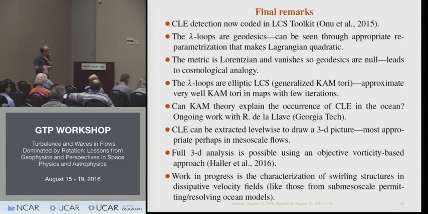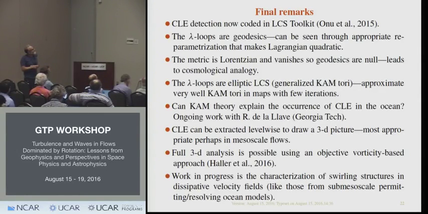Things that I haven't been able to go through, but these lambda loops are actually geodesics, and we can see that by an appropriate reparameterization of the curves that make the Lagrangian quadratic. The metric is actually a Lorentzian, it vanishes. So these are null geodesics, and this has enabled a cosmological analogy that got some people irritated and some other people very enthusiastic, to the extent of even postulating that these vortices may be explaining the Bermuda Triangle. We don't claim that, but you may see that with a search on the internet.